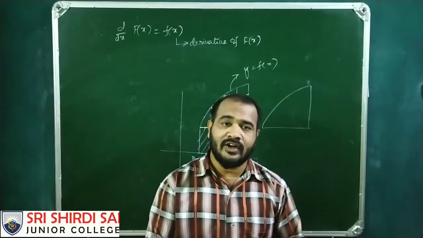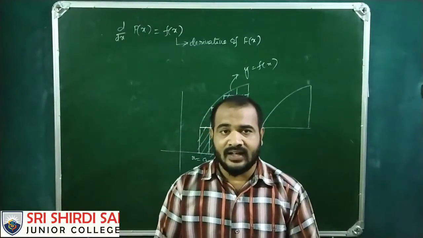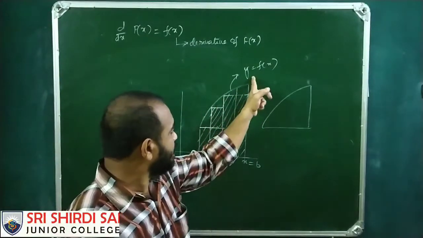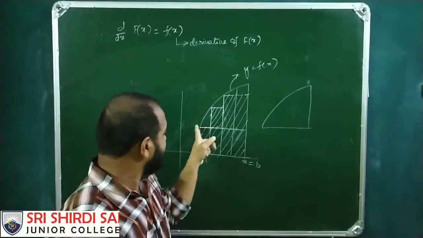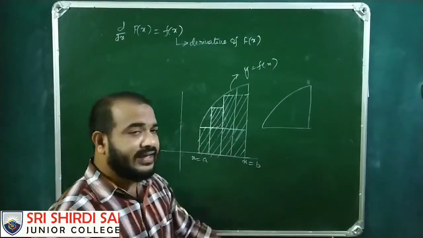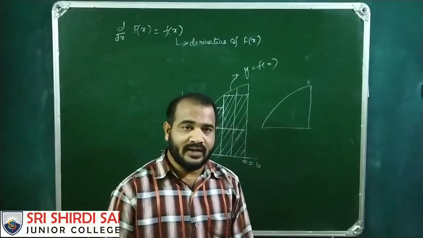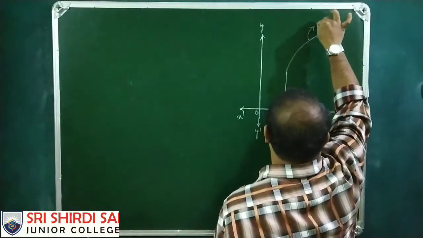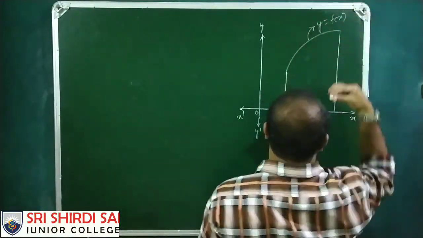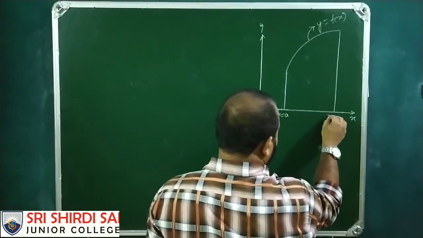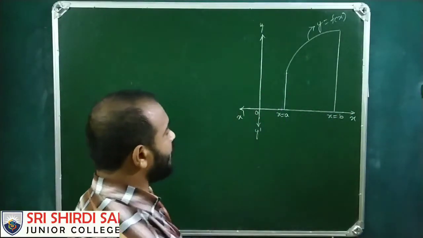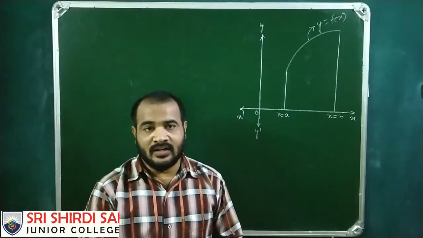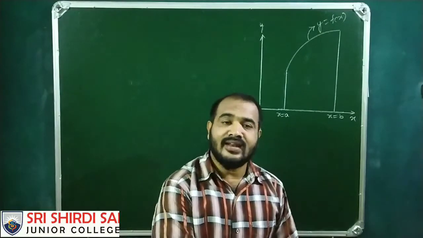So with this we develop a concept. With the help of that, we will try to find the area of the region bounded by the curve y equals f of x, x equals a, x equals b, and the x axis. So this is the y equals f of x curve, this is x equals a, x equals b, and the x axis. For this, let us try to split it into n rectangles.